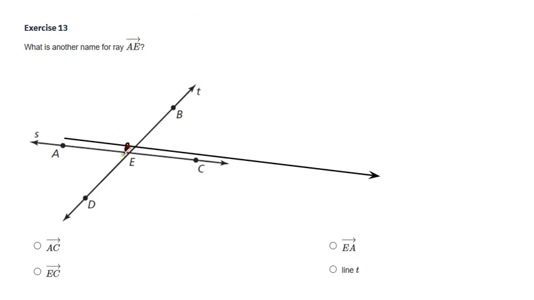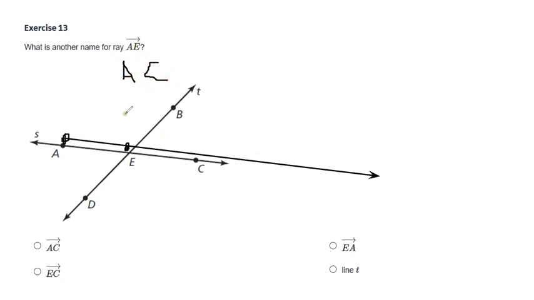Imagine this is kind of on top of it. I didn't want to draw on there. I haven't figured out how to change colors, and so I didn't want it to disappear. So AE means it starts at A and goes through E. But the same ray starts at A and goes through C.